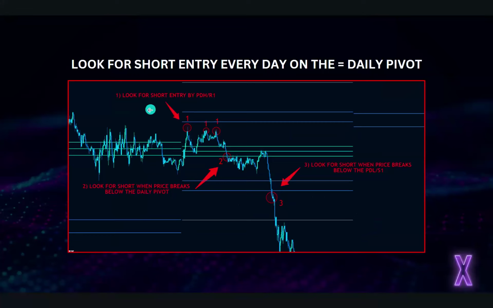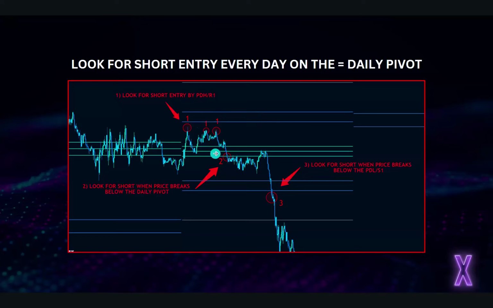So number one, look for short entry by previous day high, resistance one. And you can see I marked it out. Anytime price got to this level would have been the places we'd be looking. And then we always want to wait for confirmations, which is confirmation candles, which I'm going to go through just now to show you exactly. But when price gets to this level, we can actually start looking for confirmation candles, or we can also open the TDIX for confirmation as well.